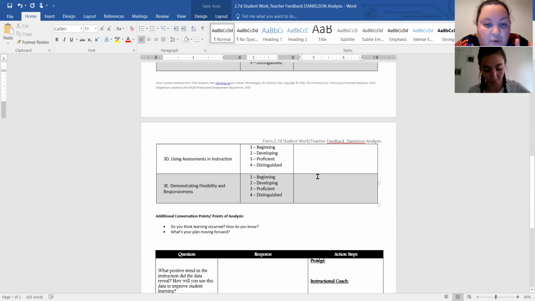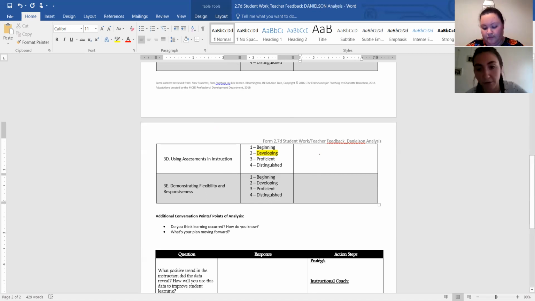All right, so two more. Using assessments in instruction. Developing, because I use those assessments, but like you said, I could be doing more. I do itemize things every now and then, but I could be doing more with the itemized list and looking at my students' work.